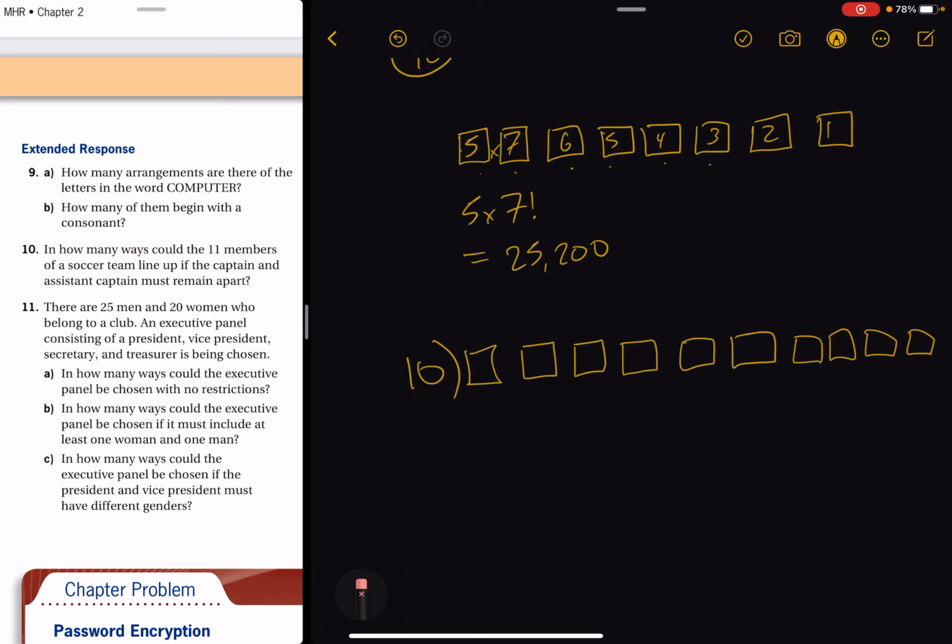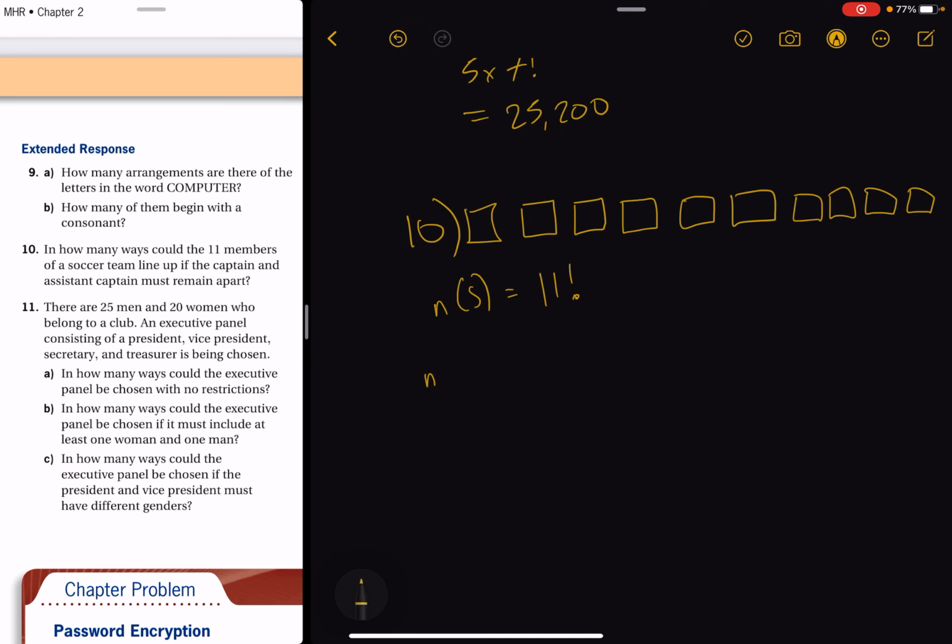So we have to use the indirect method here. In that, we have to calculate how many total ways there are to arrange. Well, there are 11 factorial ways. The total ways to arrange 11 players is 11 factorial.